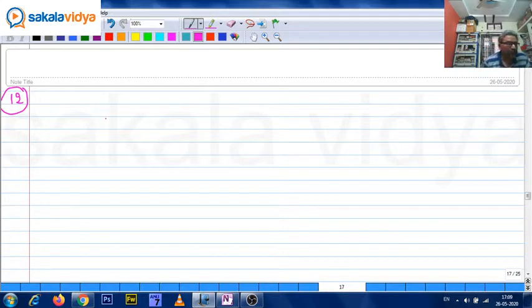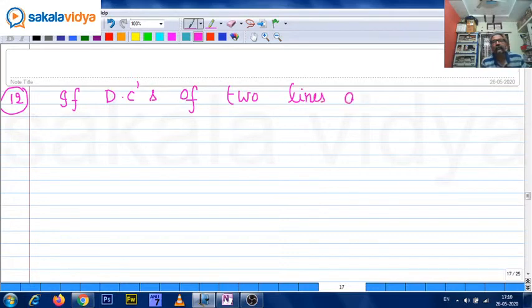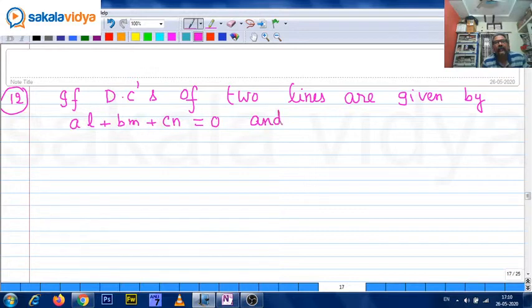So now the 12th one. If the DCs of two lines are connected by, or given by, the relations AL plus BM plus CN equals 0, this is the same, but here it changes, and UL square plus VM square plus WN square equals 0, then the lines are perpendicular. The condition needs to be written.